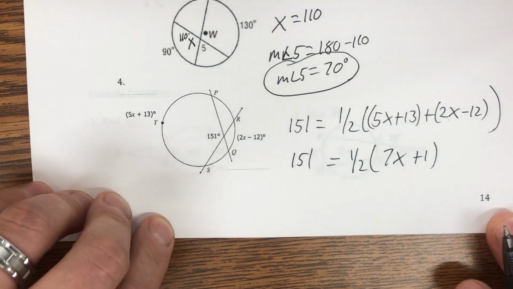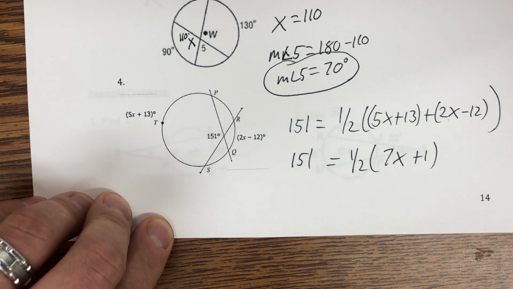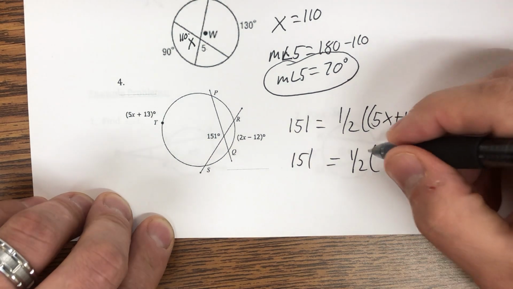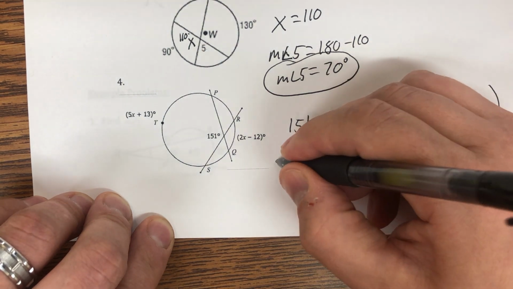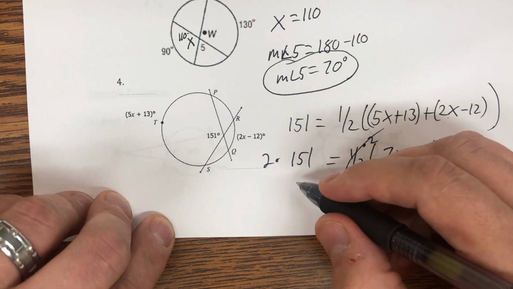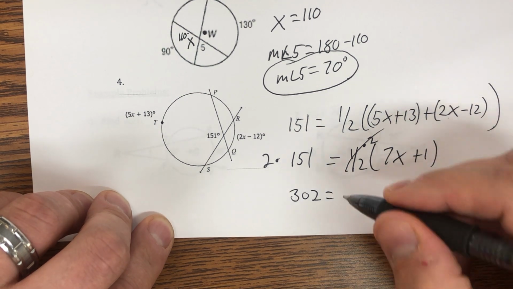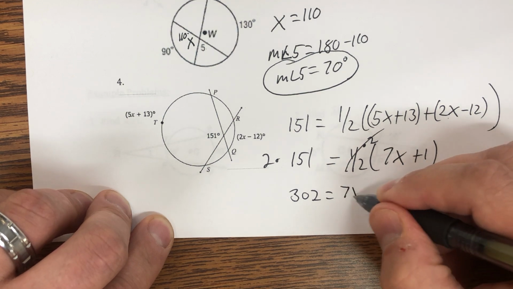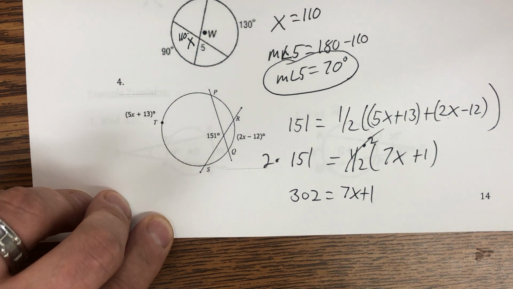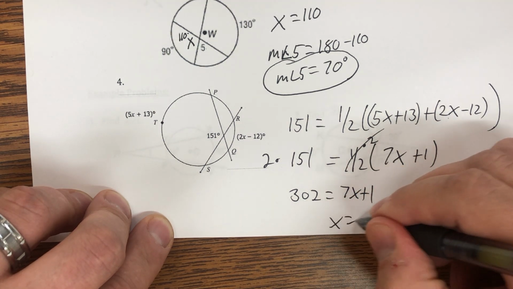Again, this time I really don't think I want to multiply by a half. I'd end up with decimals. So I'm going to multiply both sides by 2. Times by 2 cancels out. And we get 302 is equal to 7x plus 1. And when we finish solving, x is equal to 43.